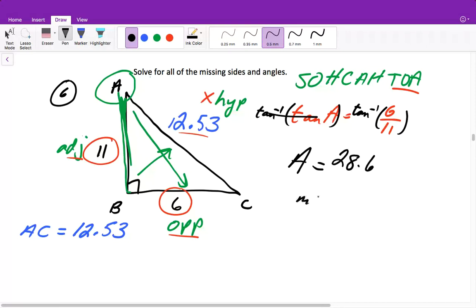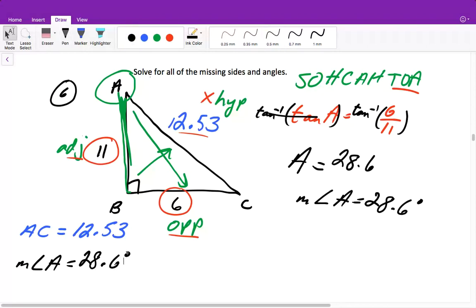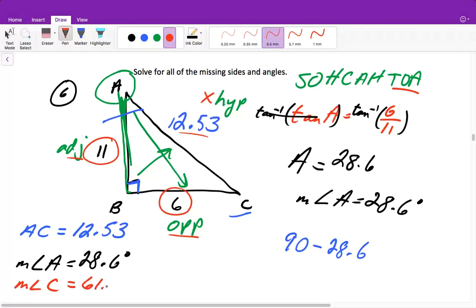So that means the measurement of angle A is equal to 28.6 degrees. Rather than going through all this work to solve for angle C, we know that when this is a right angle, the other two angles will need to add to 90 degrees. So I can do 90 minus 28.6 to just solve for the measurement of angle C. I don't need to do that much work. So the measurement of angle C is going to be equal to 61.4 degrees.